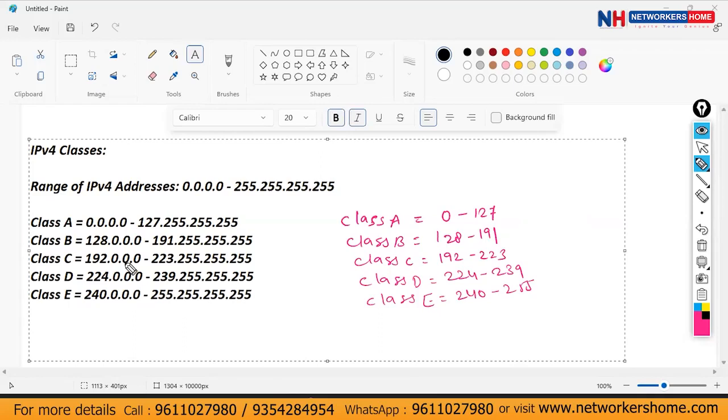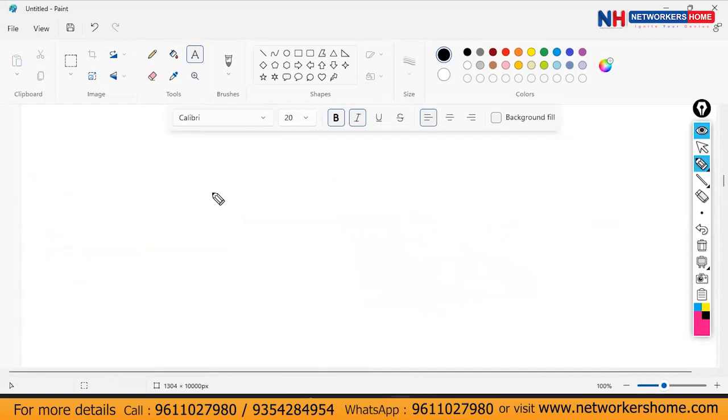Now check. In the first octet, how many bits? 8 bits. So I'm going to write 8 places: 1, 2, 3, 4, 5, 6, 7, and 8. These are the 8 bits of my first octet. Now they were designing class A. Minimum value of each and every octet, because we are writing binary, could be 0. And the maximum value of each octet can be 255, but in binary, a bit can be either 0 or 1.